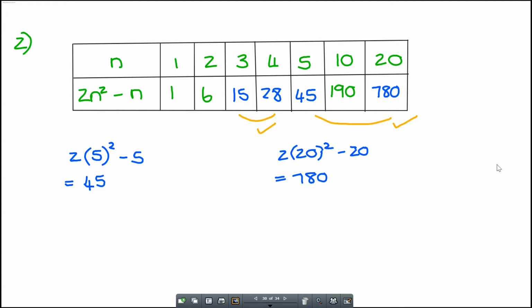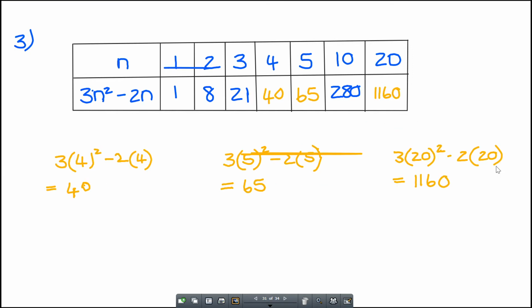Okay, then number 3, it says use the formula to complete. Yes. See, I don't know what's going on here. Weet jy wat daar aangaan nie?